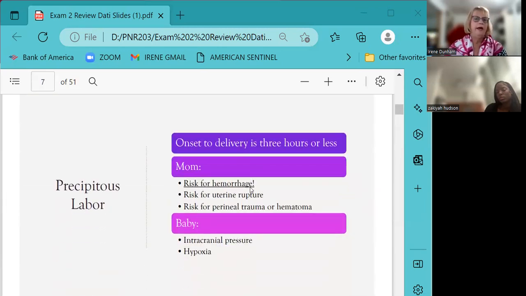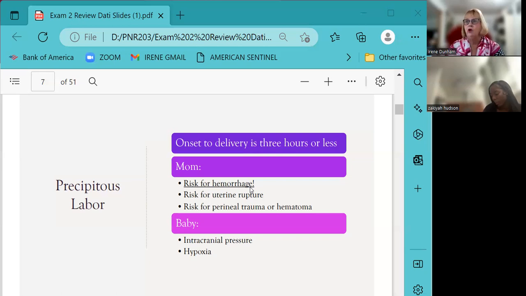Alrighty. So now we've gone from preterm labor to prolonged labor. Now I'm going to take you through precipitous labor. You're probably saying there's a lot of different labors. Yeah, and they all have their different consequences. So precipitous, what does that mean? Quick. The onset to the time of delivery is less than 3 hours.